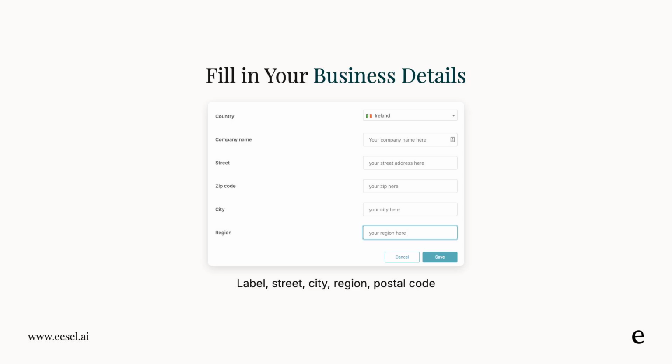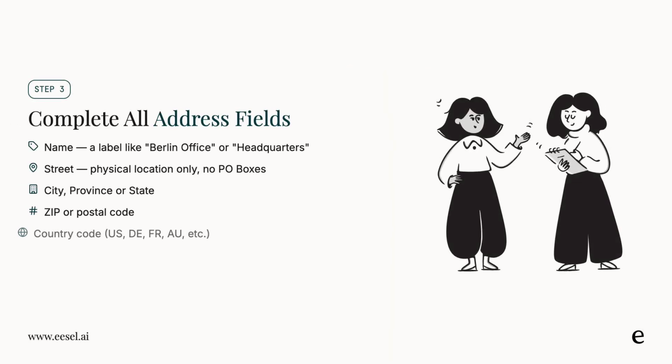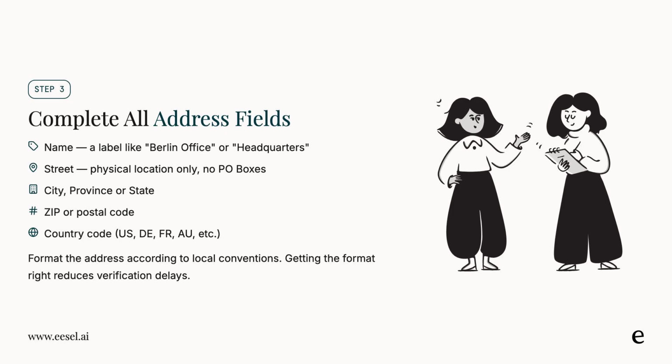Give each address a descriptive name like Berlin office or US headquarters, so your team knows exactly what it covers. Fill in every field carefully: country, street, city, province or state, postal code, and country code. Format the address according to local conventions. German addresses put the postal code before the city, while US addresses put it after. Getting the format right reduces the chance of a verification delay.